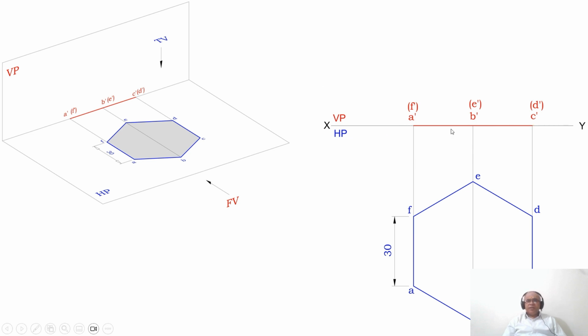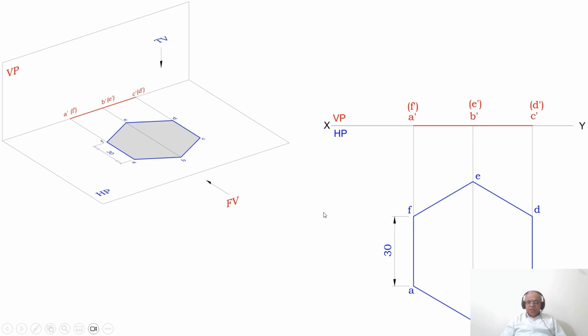So this is how you will be able to join A dash to C dash with a dotted line, and write the initial position of the hexagon in both the top view as well as the front view. Now the hexagonal surface is parallel to HP and perpendicular to VP. Since it is parallel to HP, you are getting the true shape here. Since it is perpendicular to VP, you are getting a line on the XY line.